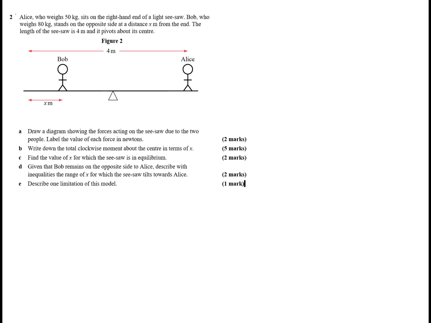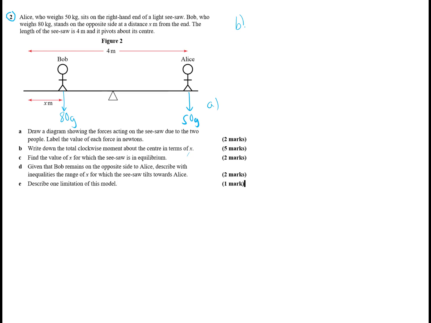Okay, so pause this video at any point. We're now doing question 2. Alice weighs 50 kilograms. Have a read of the question. Draw a diagram showing the forces acting on the seesaw due to the 2 people. Label the value of each force in newtons. Now Bob, he weighs 80 kg, so just write 80g, that's the gravity on him. Alice is 50g, and that is all you need to do for your 2 marks. So that's part A done.